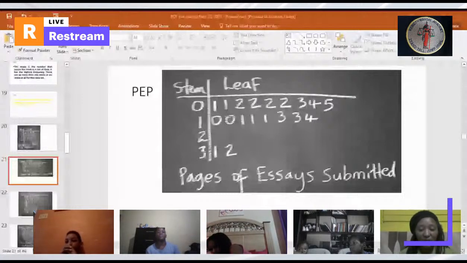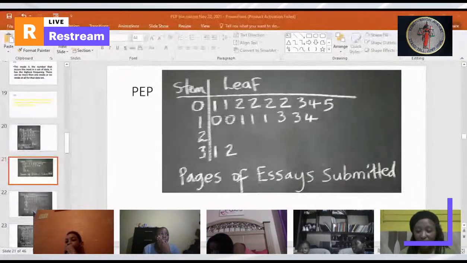So in this one, the numbers are 1, 1, 2, 2, 2, 2, 3, 4, 5. In the second row, with all these digits now with 1, that will be 10, 10, 11, 11, 11, 13, 13, and 14. The third row, there's nothing to combine with the teens. There's nothing in the 20s. And in the fourth row, we have 31 and 32.